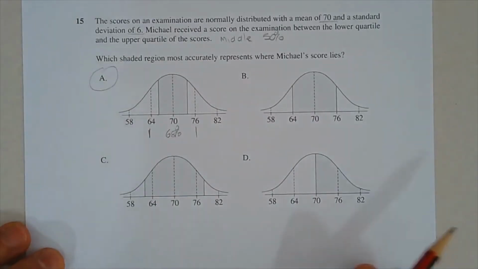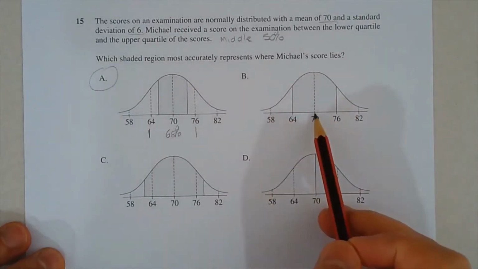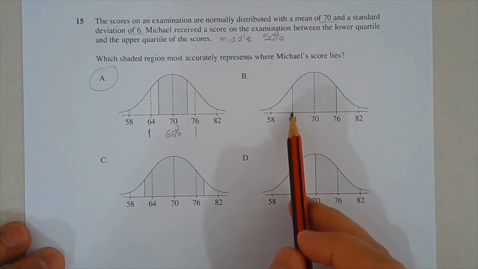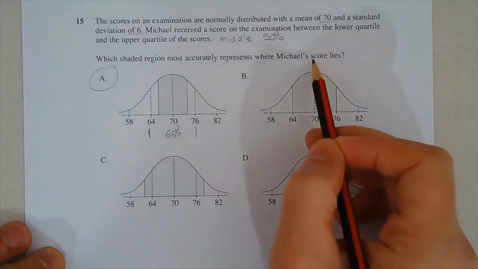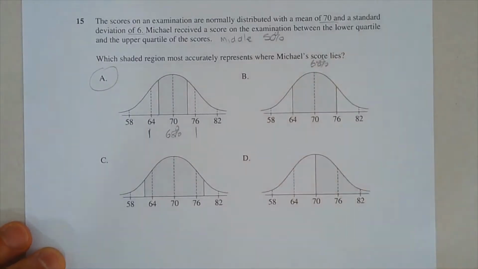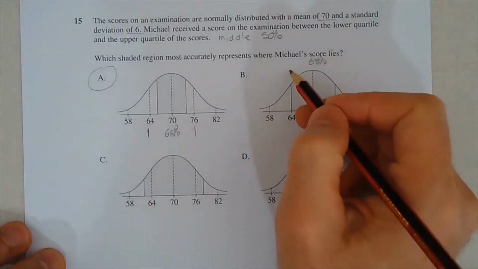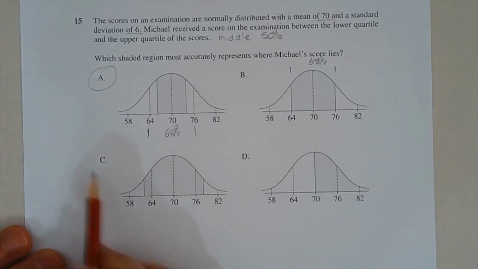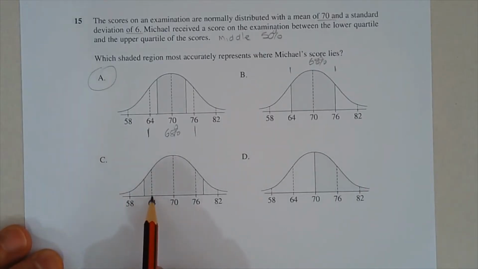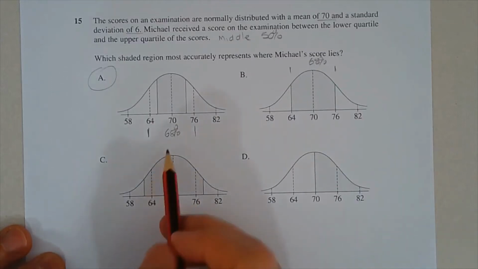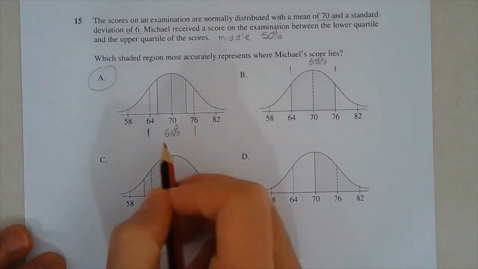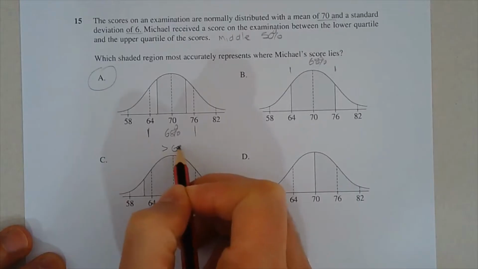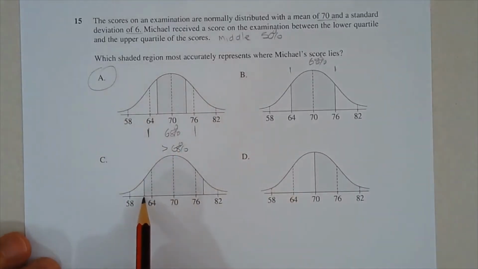Just while we have some time, let's have a look at option B. Option B is incorrect because from 64 to 76, this is 68. Again, 68% of the scores lie between here and here. Option C. This is beyond plus or minus 1 standard deviation. In fact, this is greater than 68% of the scores because we've actually gone beyond plus or minus 1 standard deviation.